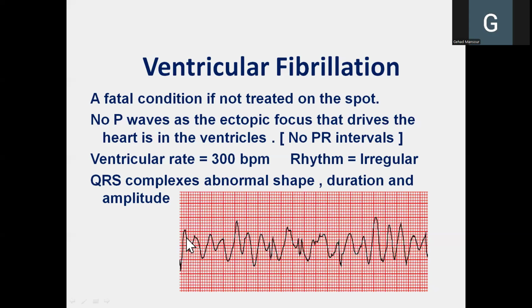How many waves do we have here? 1, 2, 3, 4, 5, 6, 7, 8, 9, 10, 11, 12, 13, 14, 15, 16, 17, 18, 19, 20. And then we multiply 20 by 30 over 23 in order to obtain the number of waves in 30 big squares. And this represents 6 seconds, and we will multiply by 10 to get the rate.